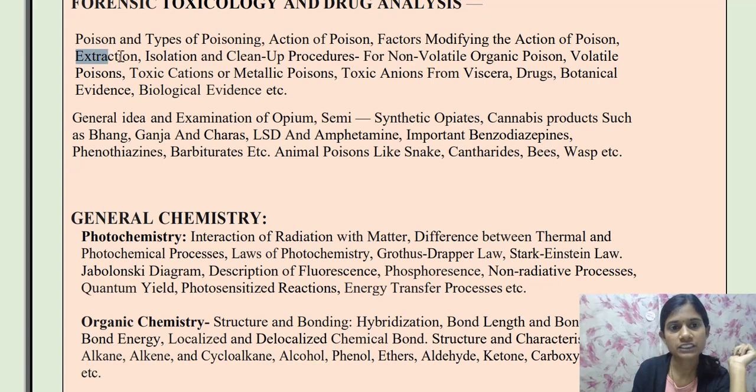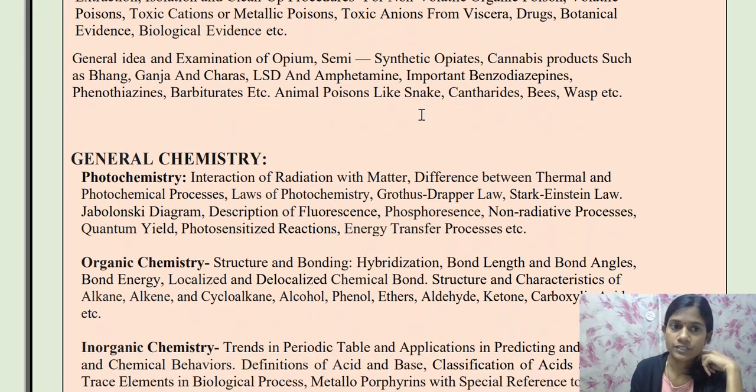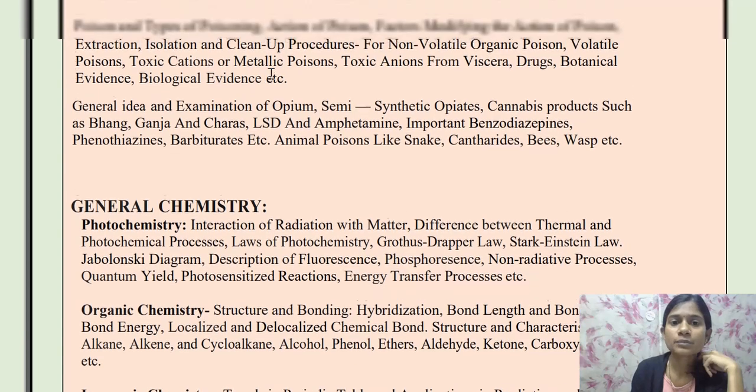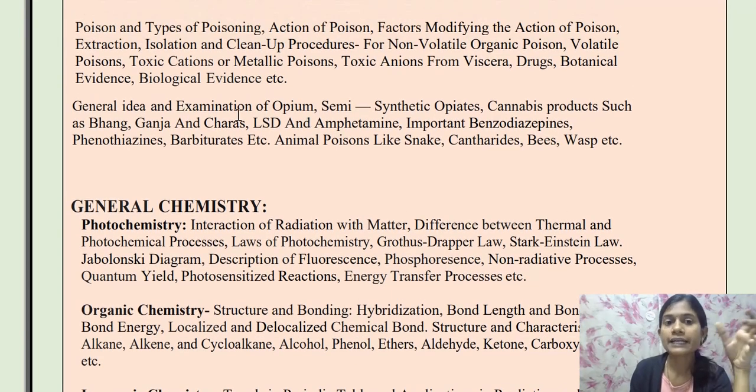Then extraction. We already discussed the different extraction methods. So: extraction, isolation and cleanup procedures for poisons, for non-volatile organic poisons, volatile poisons, toxic cations or metallic poisons, and toxic anions, from viscera, drugs, botanical evidence, biological evidence, etc. As I said, there are plant poisons. Then how to extract those poisons from botanical evidence. Then general idea and examination of opium. General idea and examination of all these are the components, so about this you have to go with the general information.